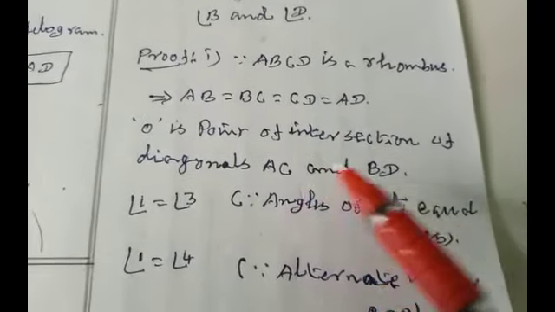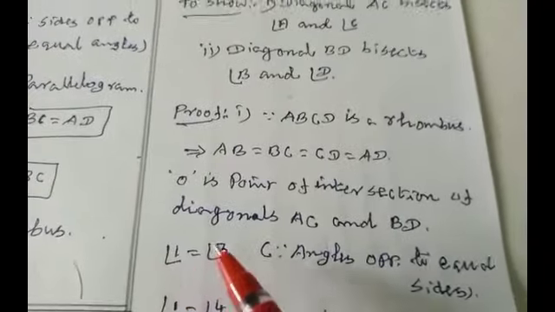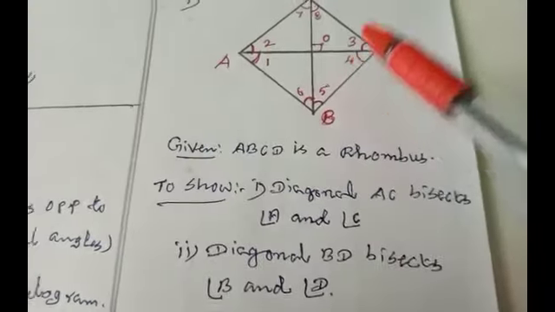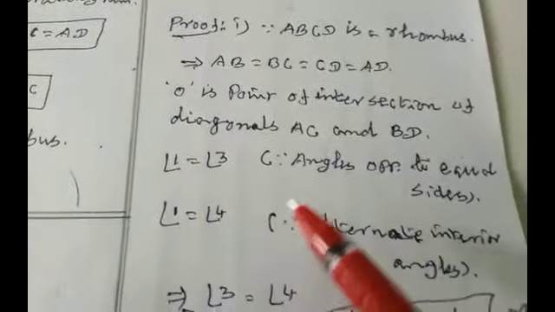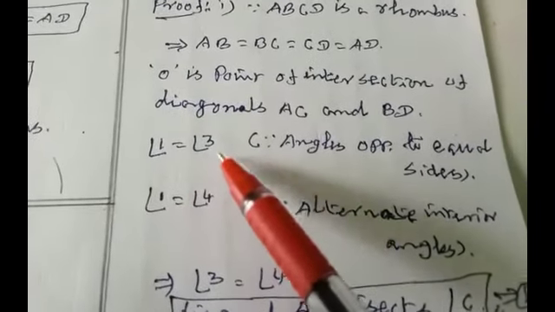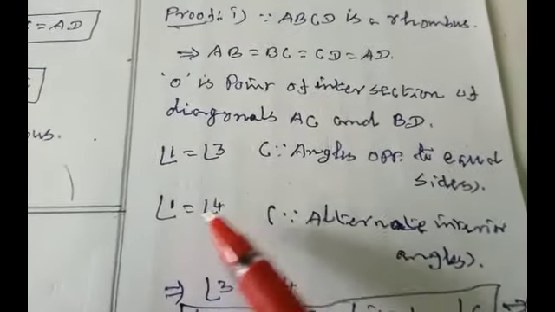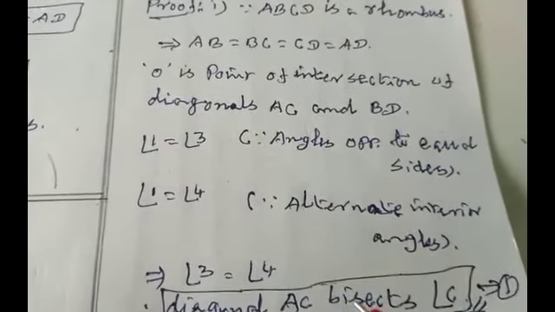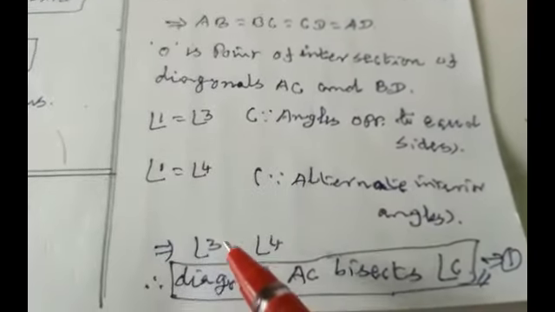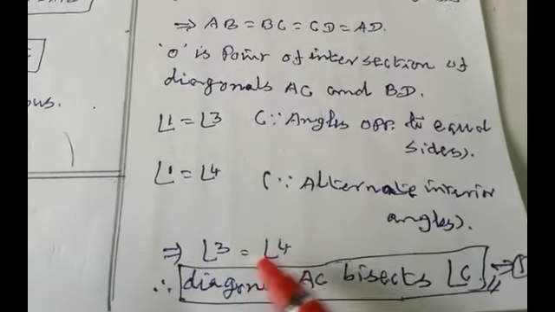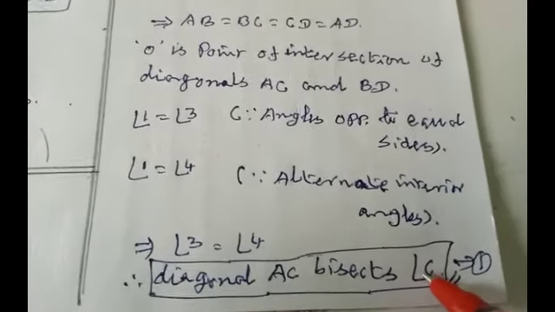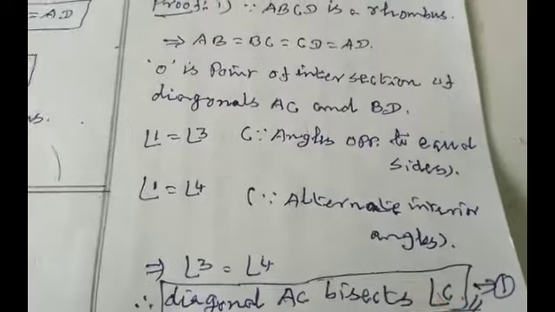Okay, intersect at O, which means angle 1 is equal to angle 3. Okay. Angle 1 is equal to angle 3. Similarly, angle 2 is equal to angle 4. Okay. Now, here angle 1 is equal to angle 3 and angle 1 is equal to angle 4. Alternate angle, and this is angles opposite to equal sides. So, this proves that angle 3 is equal to angle 4. Therefore, we can say diagonal AC bisects angle C. Make it as equation number 1.